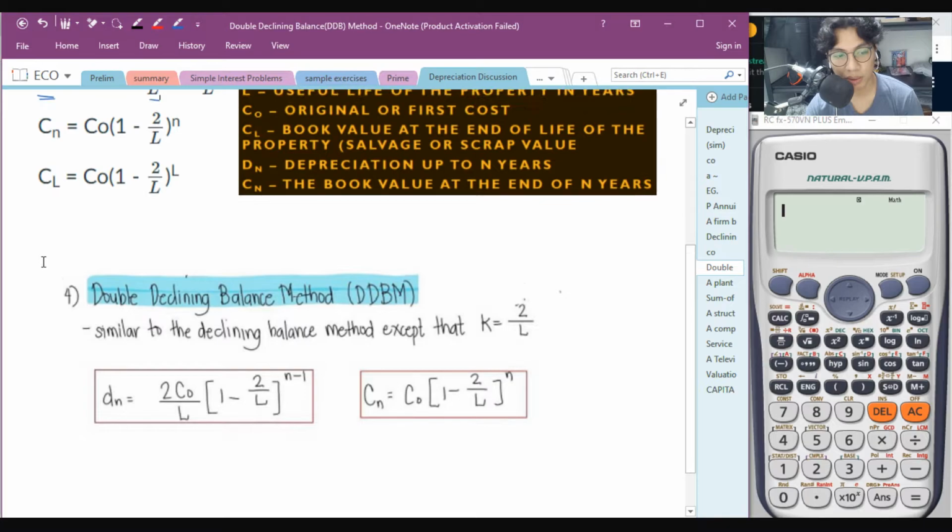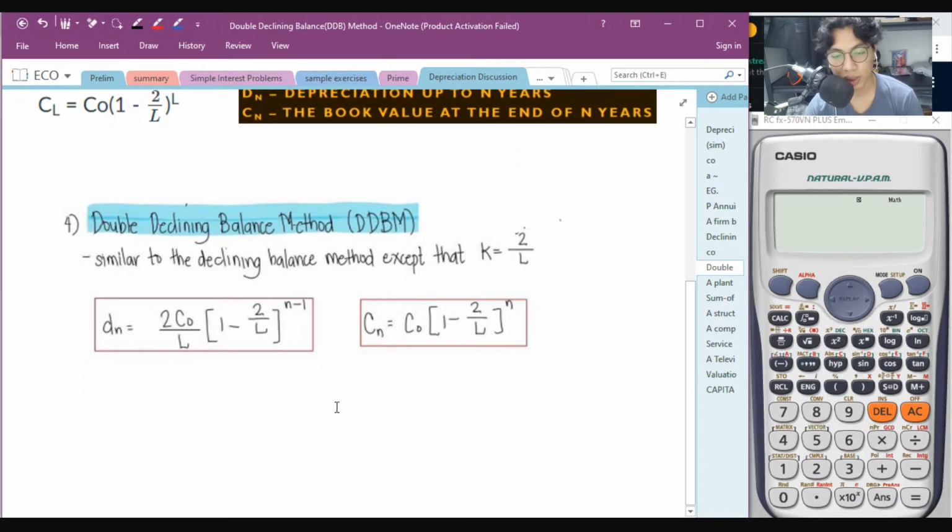Pero let us remember this two lang. So, DN is the depreciation of nth year. So, that is 2 over L CO multiplied to 1 minus 2 over L. Dito kasi dapat to K to eh. Okay, K. That is replaced by 2 over L raised to N minus 1.